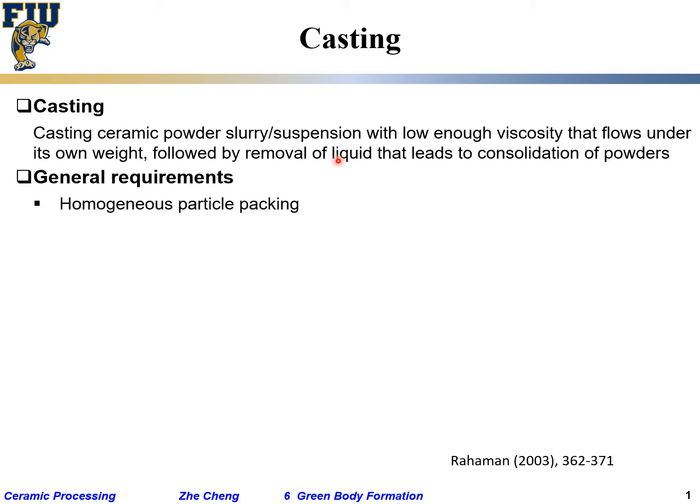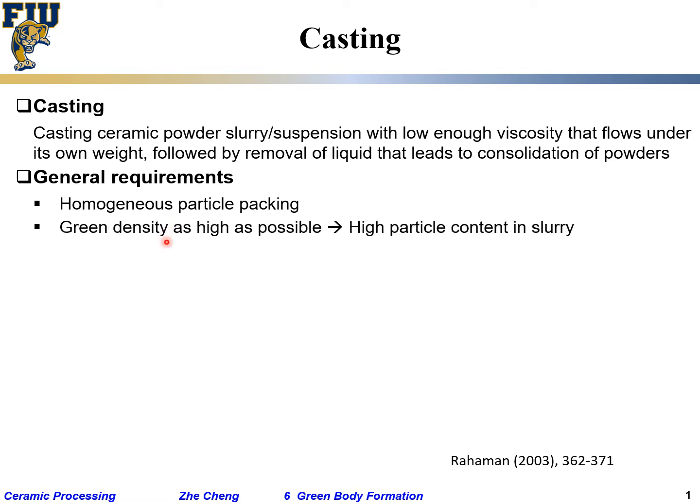General requirement for casting: we want the particles to pack, ideally, uniformly, homogeneously. Okay, simple. You want the grain density to be as high as possible after you remove the solvent. So quite often it means you want to start with high particle content in the slurry.